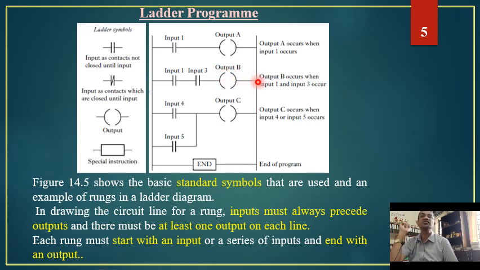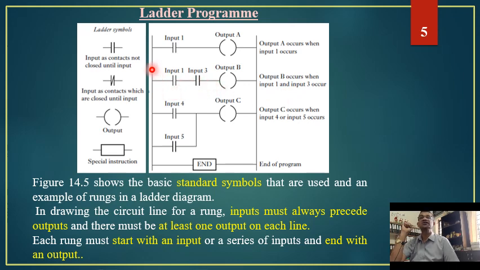So what has been written here? Output B occurs when input 1 and, so written is AND, input 3 occurs. Unless both these inputs, input 1 and input 3, occur, output B also doesn't happen. So for output B to occur, both input 1 and input 3 must occur. If any one of the inputs occurs alone, then output B does not occur. Both input 1 and input 3 must occur for output B to occur.